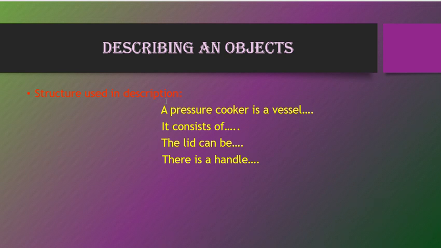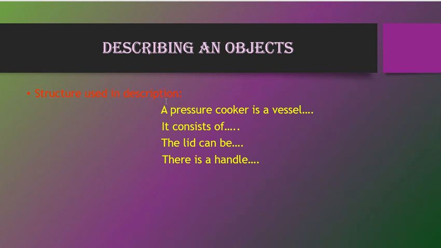It consists of a very strong vessel made of aluminium alloy with a lid that fits tightly on the top. The lid can be sealed on the vessel by means of a rubber ring. At the center of the lid there is a vent or a hole through which steam can escape. There is a handle attached to the lid. There is also a handle attached to the vessel, and they are made of hard fiber. This is a very smart paragraph given in your textbook.